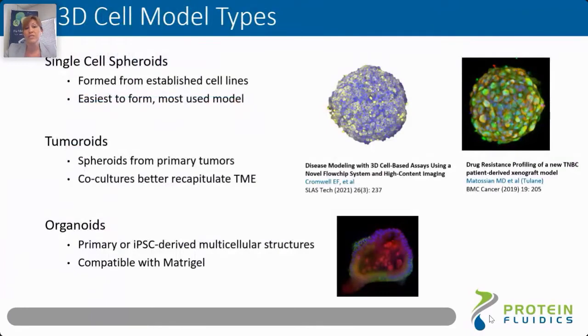Now, you can really use different kinds of samples with the machine. It could be single cell spheroids formed from standard cell lines. It could be tumoroids developed from primary tumors. We also did assays with primary and iPSC-derived organoids. Now, organoids typically require matrix for culture, and you can use Matrigel with the system. It also works very nicely.